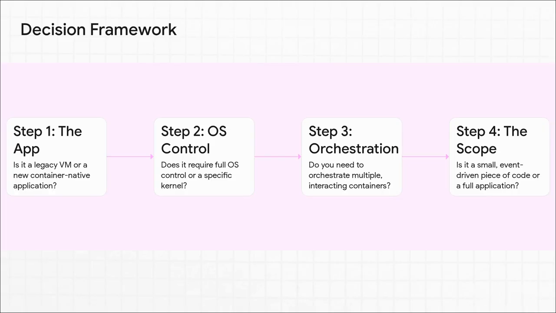Step 2, do you need deep OS control? If the answer there is yes, you're already pointing directly at Compute Engine. Step 3, are you managing a complex system with lots of interacting containers? Because that is the core job of GKE. And then finally, Step 4 asks about the scope. Are you deploying a full-blown application or is it something smaller, maybe more event-driven? This last question points to a very specific specialist tool.